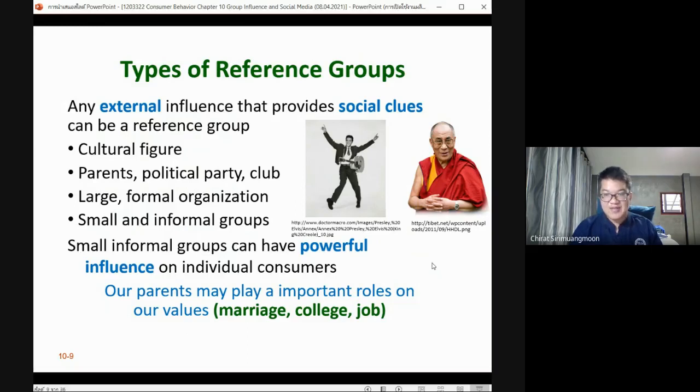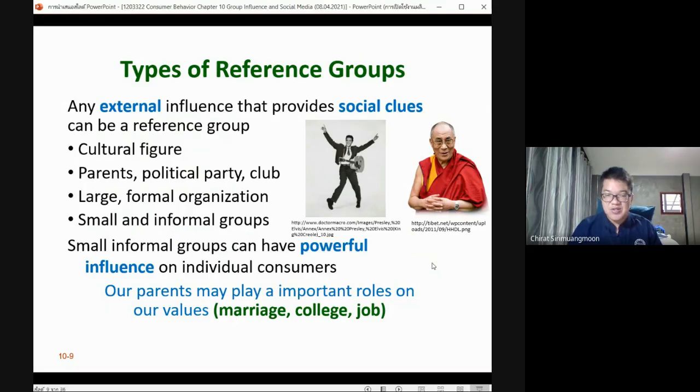Sometimes a reference group doesn't have a size. It can be a large formal organization, or sometimes it can be an informal and small group of people. Like you have a group of people who are your family. This is a reference group that has very strong effects on your decision. They said a small informal group can have more power and influence on individual consumers, like I just mentioned. If you live in a big community, but you have the small group of your family, that small group is the key point for doing something, because you have interaction with each other, and when you have interaction you're going to have more powerful influence.